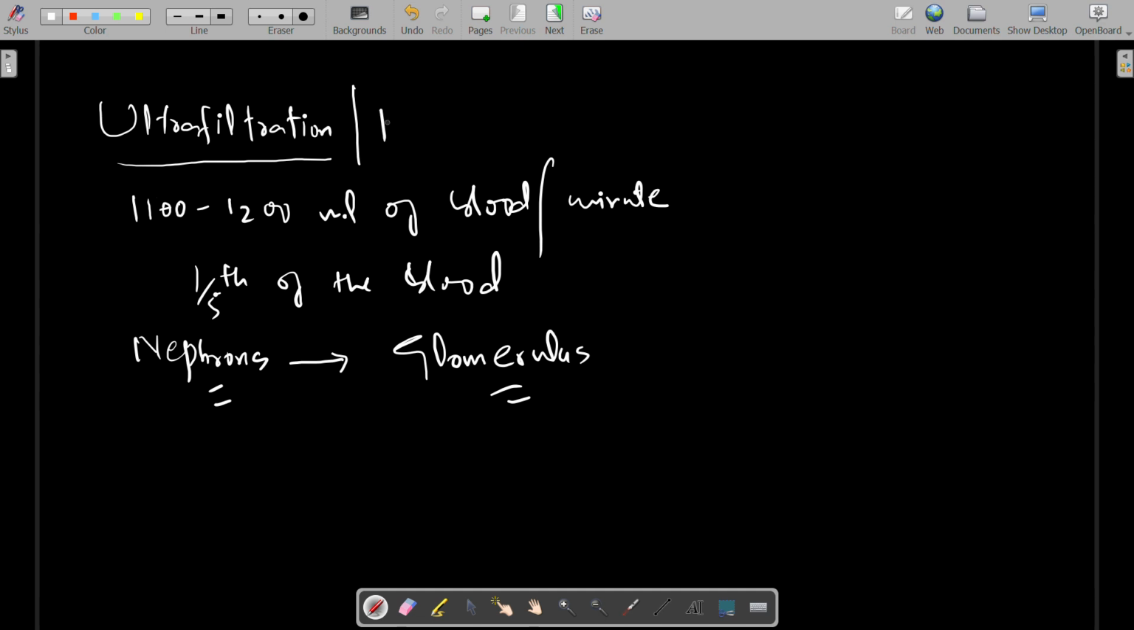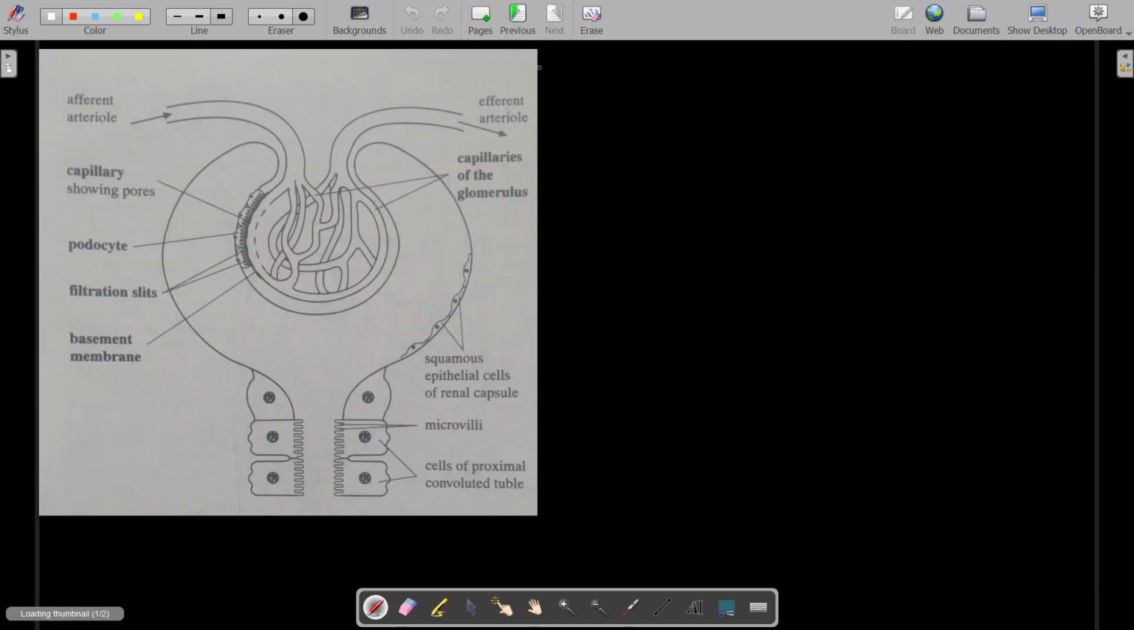We also call it glomerular filtration. Let's first check out how this glomerulus looks like and how filtration takes place in it.